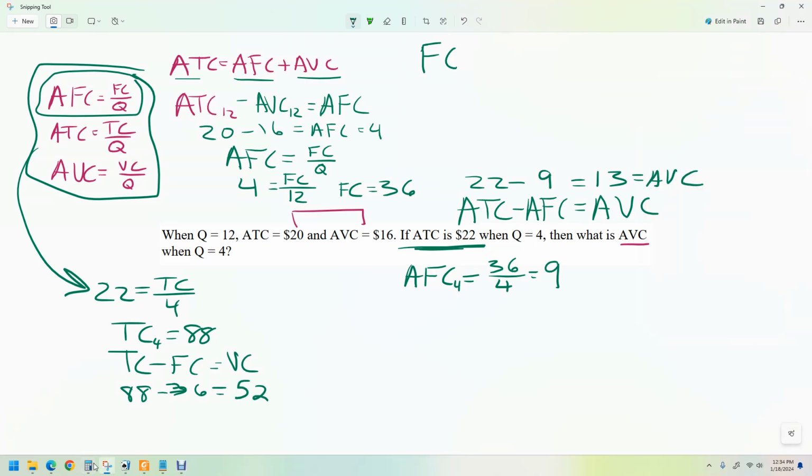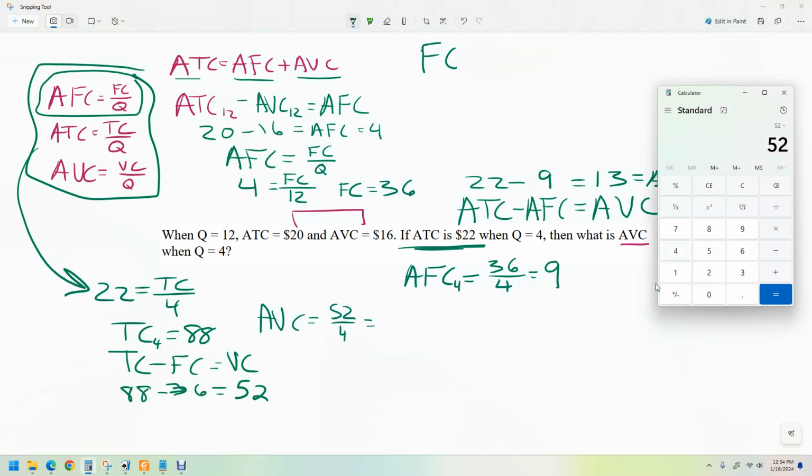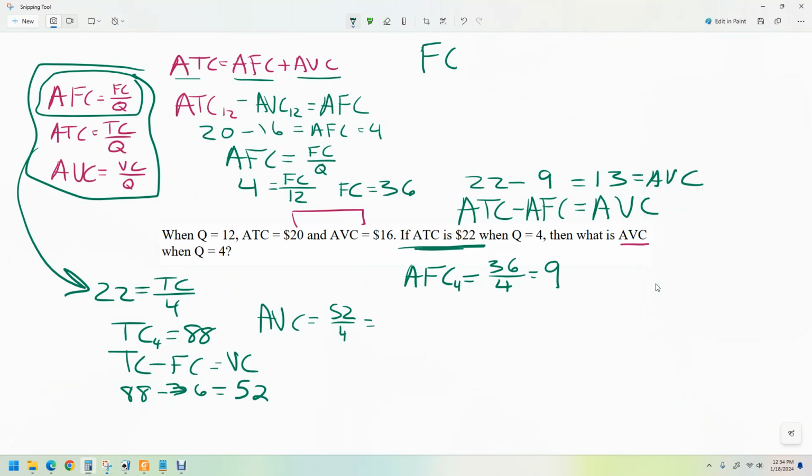So 52. Then let's see if that gives us the correct average variable cost that we found over here. We're just checking our answer. Average variable cost: 52 over 4. What does that equal? 13. We checked our work. So that's the answer. The takeaway is, if you have a different problem that has different numbers, just use what you know, and then we're going to solve for what we don't know. A typical kind of algebra problem.